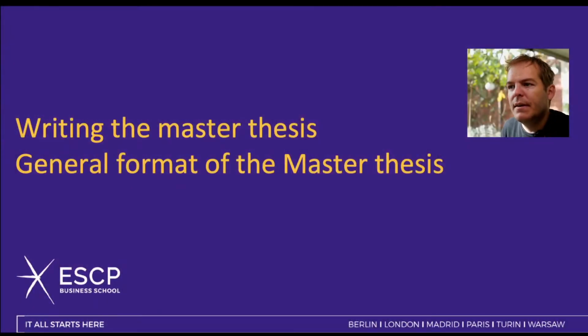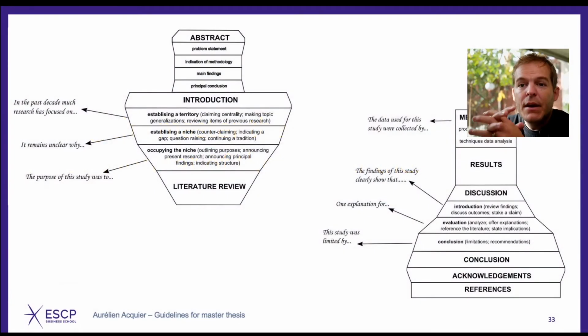Okay, so here I'm going to show you a few slides about how to write the master thesis. If there is something that is not original in the master thesis, it is the structure. It's exactly like an article. It starts with an abstract where you explain the problem, indicate the methodology you've been using, and show the main findings and the principal conclusions, right? This is in the upper side of the slide here.